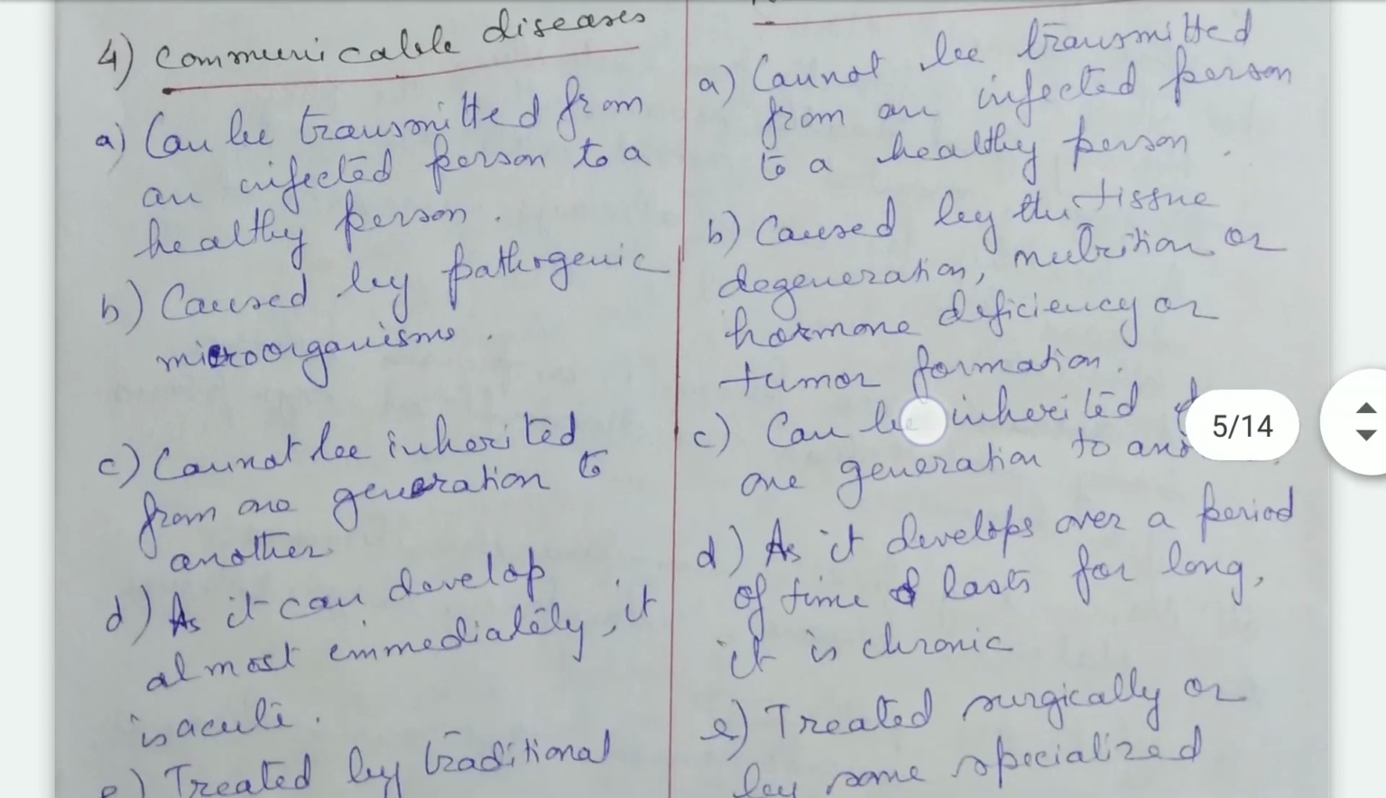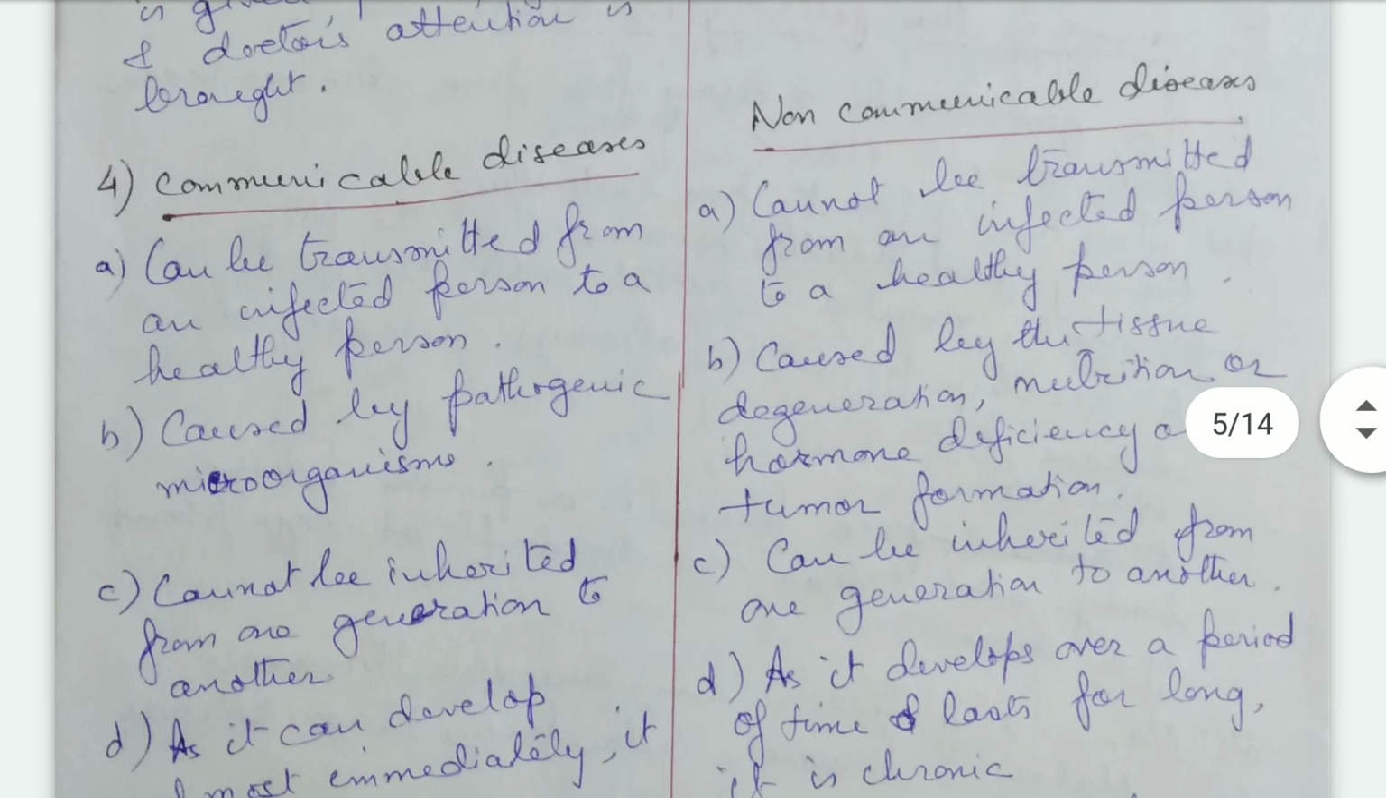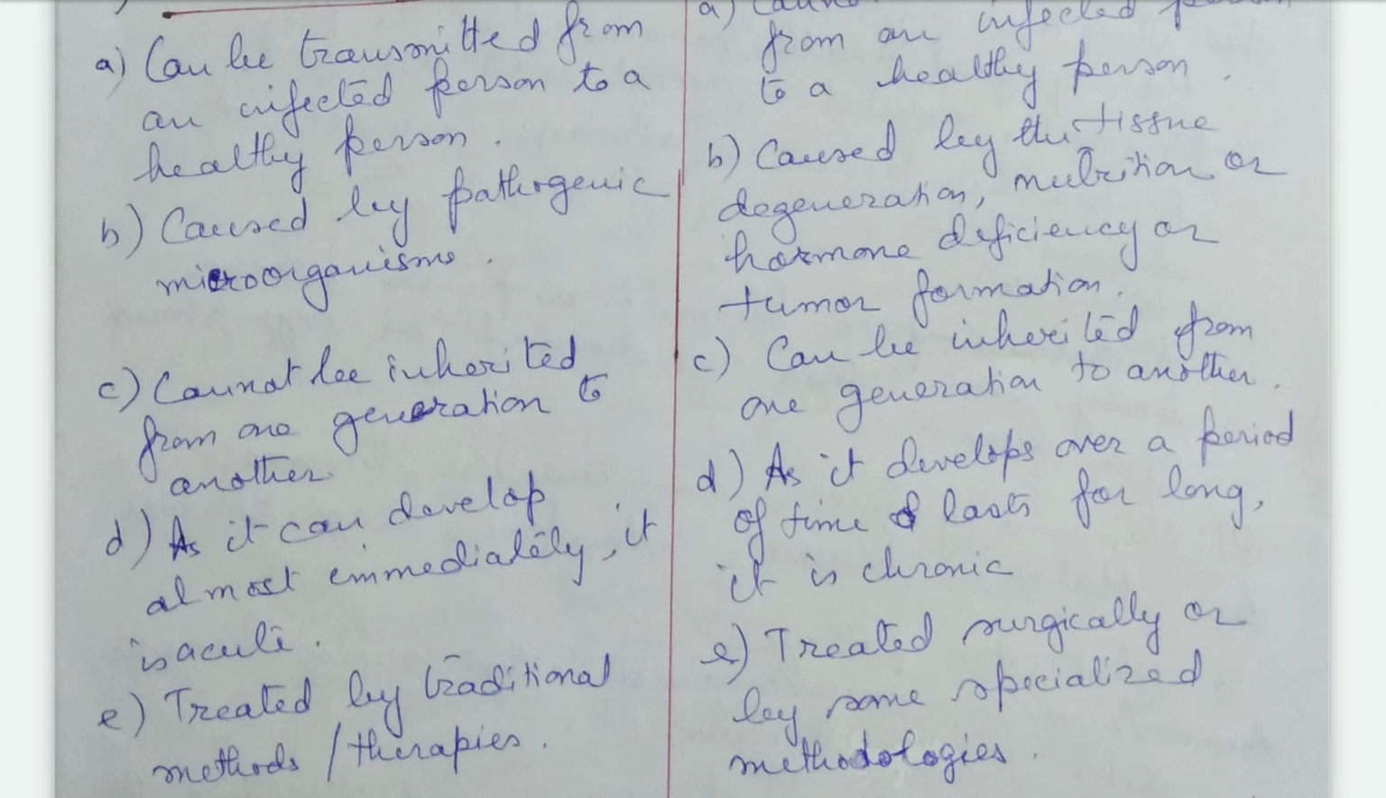Then we come to communicable diseases and non-communicable diseases. Communicable diseases can be transmitted from an infected person to a healthy person, whereas non-communicable diseases are not transmitted from one infected person to a healthy person. Communicable diseases are caused by pathogenic microorganisms, and non-communicable diseases are caused by tissue degeneration, malnutrition, hormone deficiency, or tumor formation, like that.